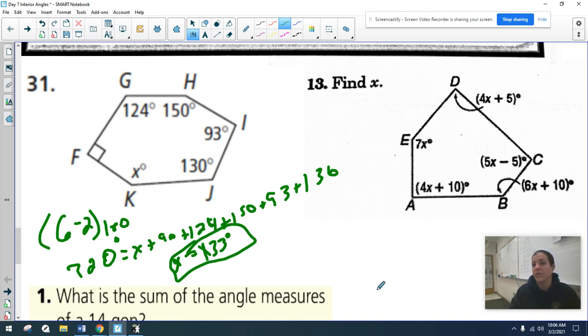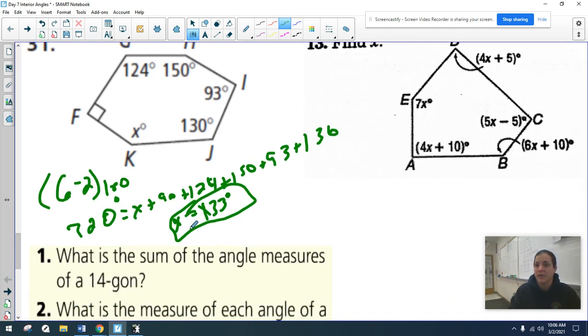Over here, they give you a whole bunch more x's in the next one. So in that case, I've got 1, 2, 3, 4, 5 sides. So if I do 5 minus 2 times 180, that's going to give me 540. So now I know that those 5 equal 540. So I need to add them up.